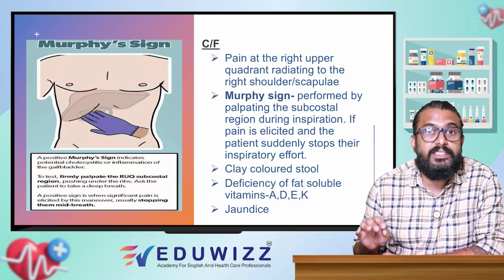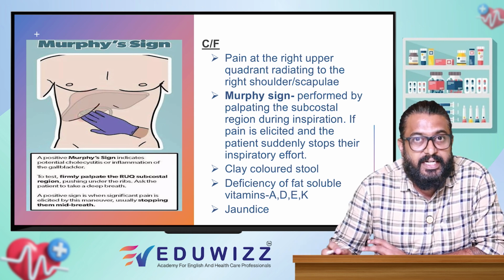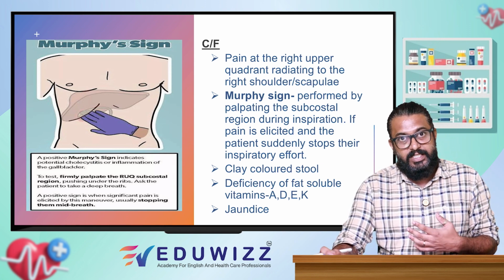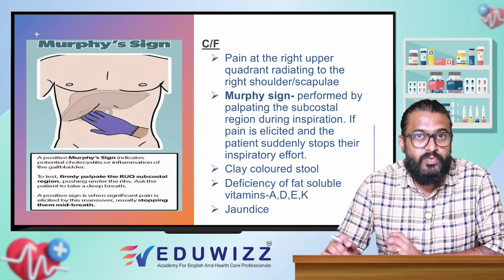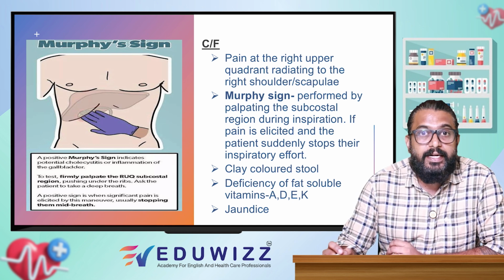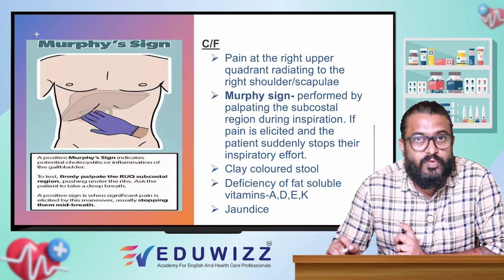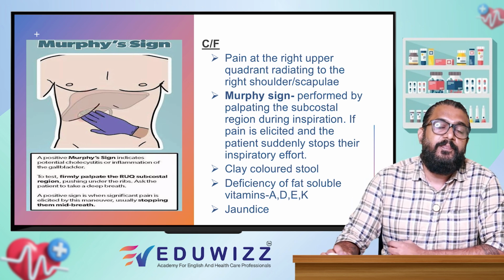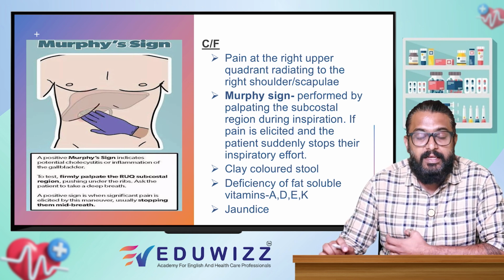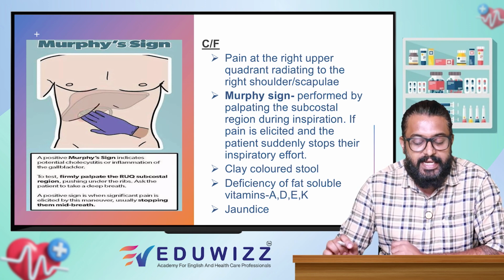Now coming to the clinical features, which are most important. First is the location of cholecystitis. The gallbladder is located at the area of the liver, which is the right upper quadrant. So when there is cholecystitis, the pain will be at the right upper quadrant, radiating to the right shoulder or scapulae. That is important, not just the right upper quadrant. Pain just at the right upper quadrant may indicate a liver problem, but here the pain radiates into the right shoulder or scapulae.